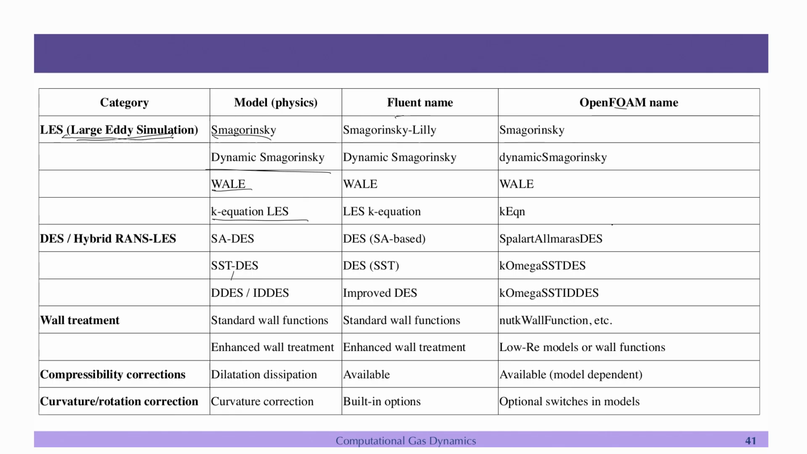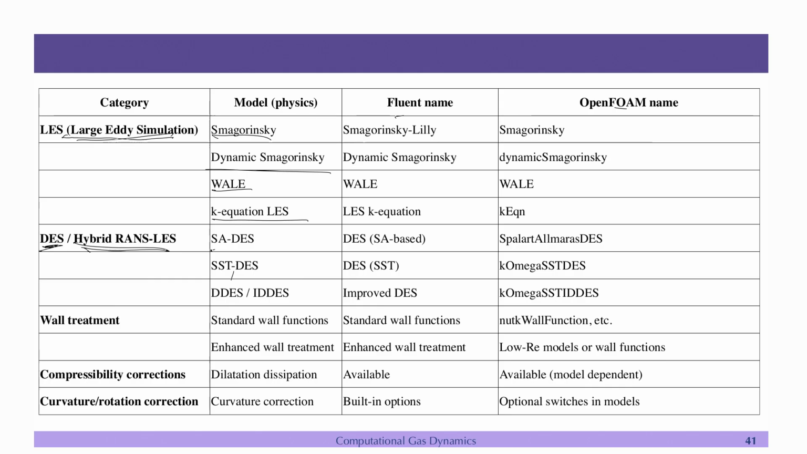Okay. Now, DES is basically hybrid RANS and LES. Okay. So, part of the region is solved using RANS, mostly close to the wall, okay, because if you want to resolve the flow features near the wall, it will be very expensive using LES. Okay. So, in fact, there are wall-modeled LES which are kind of a version of DES, okay, or DES is one of the kinds of wall-modeled LES.